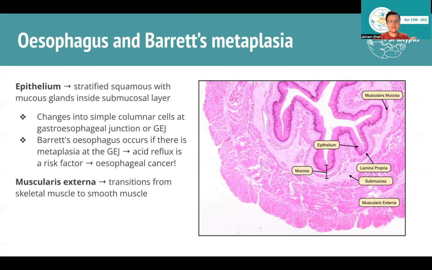So for the esophagus, the epithelium is super important. It's stratified squamous. Again, as I mentioned, because you've got food just entering, there's a lot of stress on the cells there, so it needs to be quite stretched out to be able to deal with that stress.